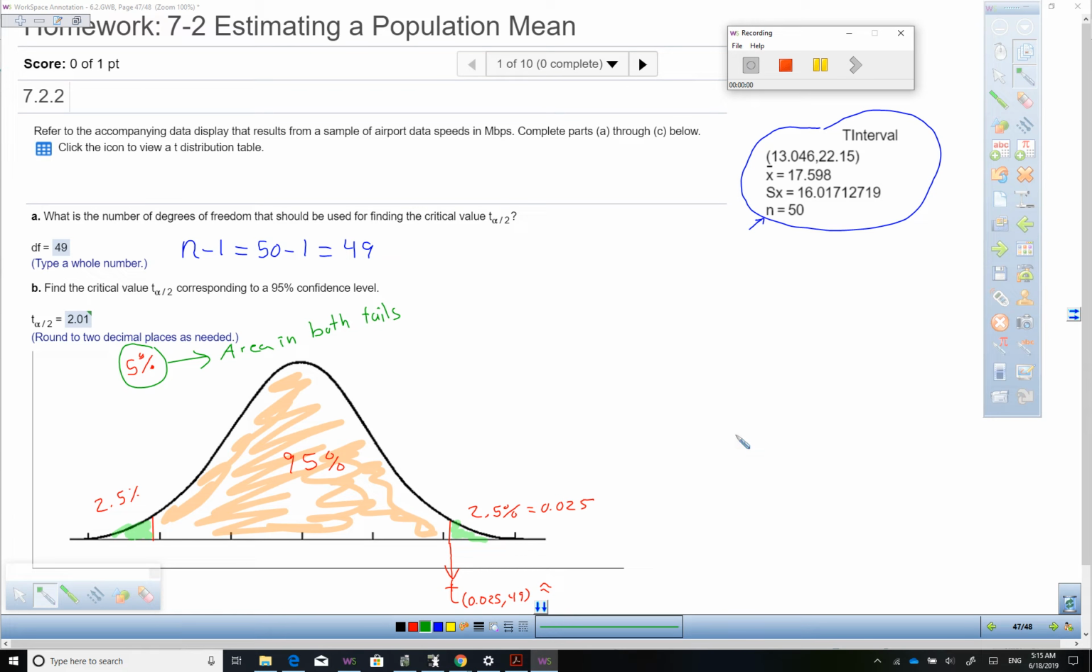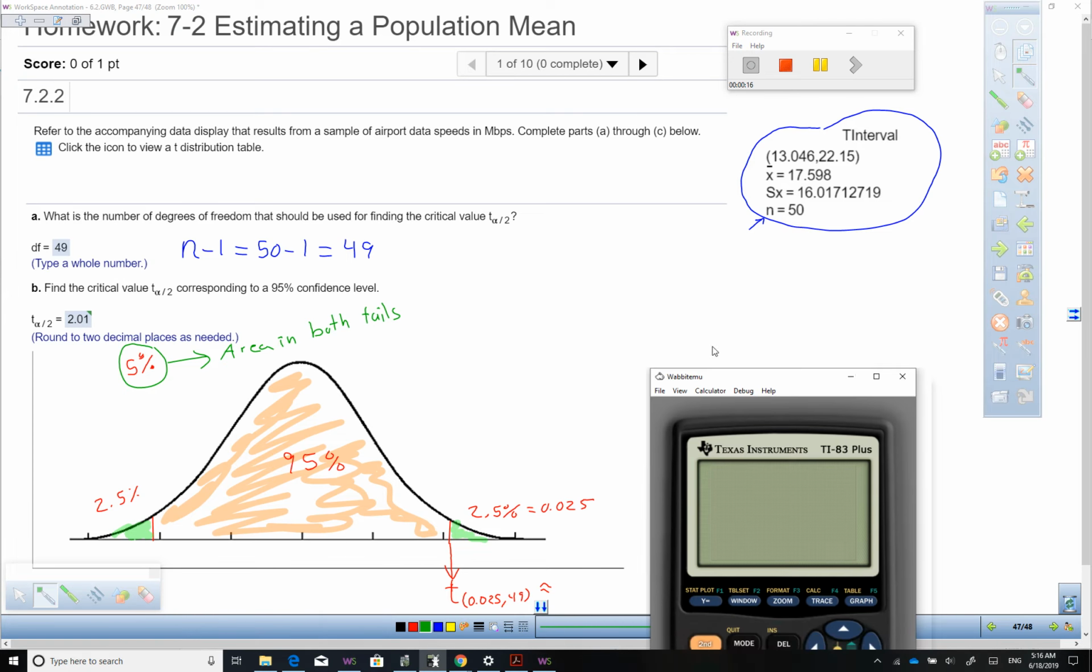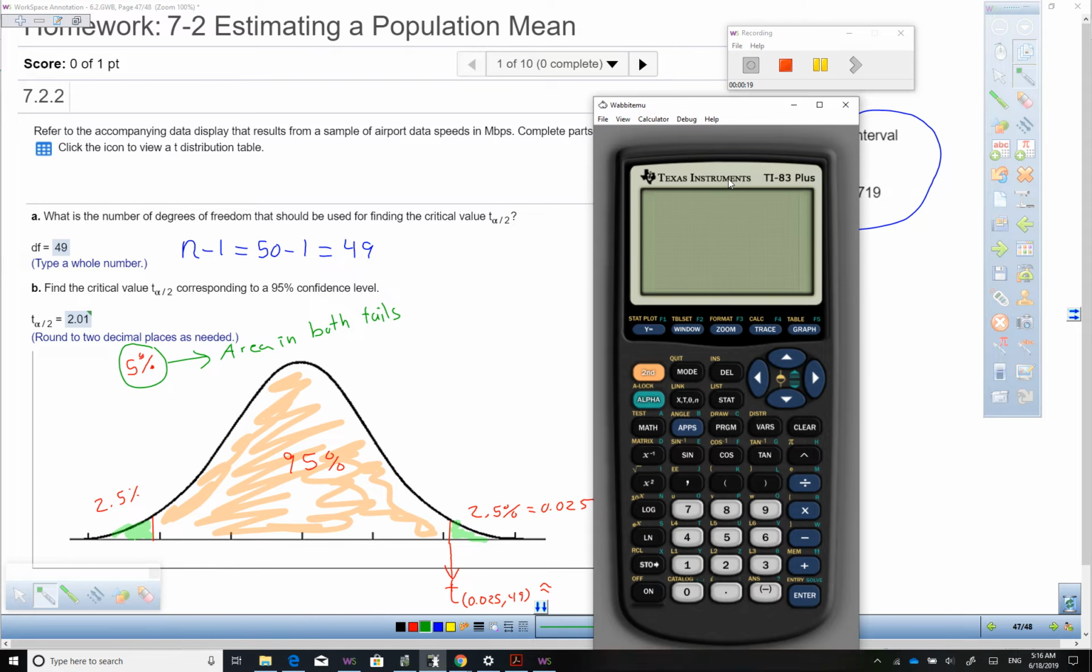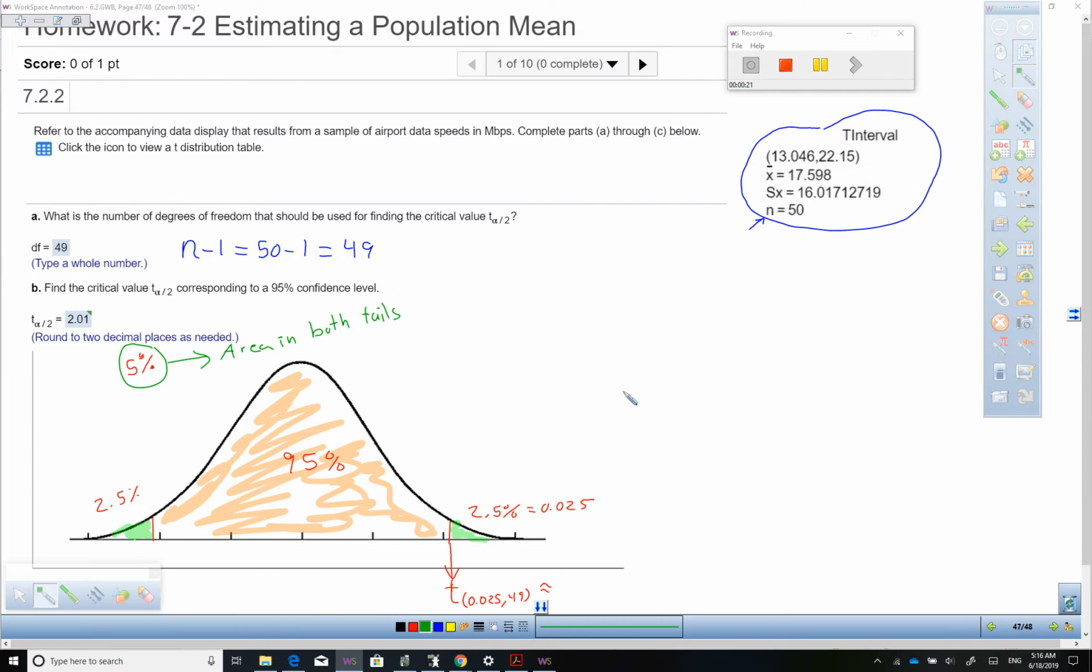Okay, I am doing this problem number 1 of chapter 7, section 2, using the TI83. That is an older version of the TI84. And I will show you an option to use the table. You see this icon right here. When you click that icon, you will see a table. I'll show you this in a moment.